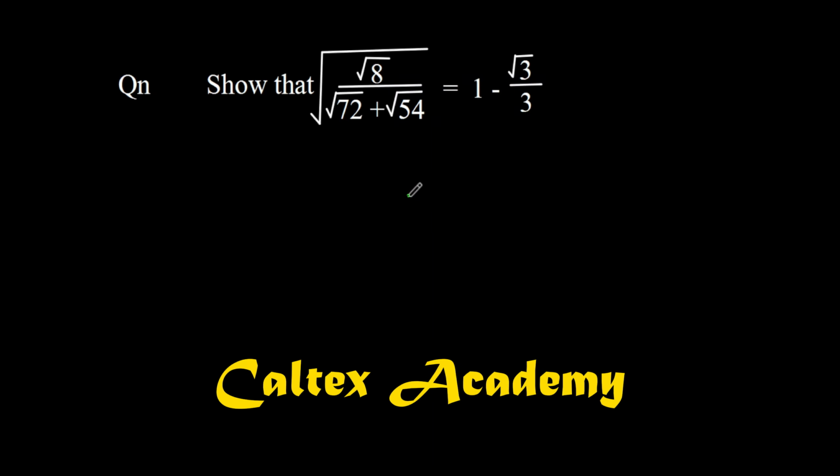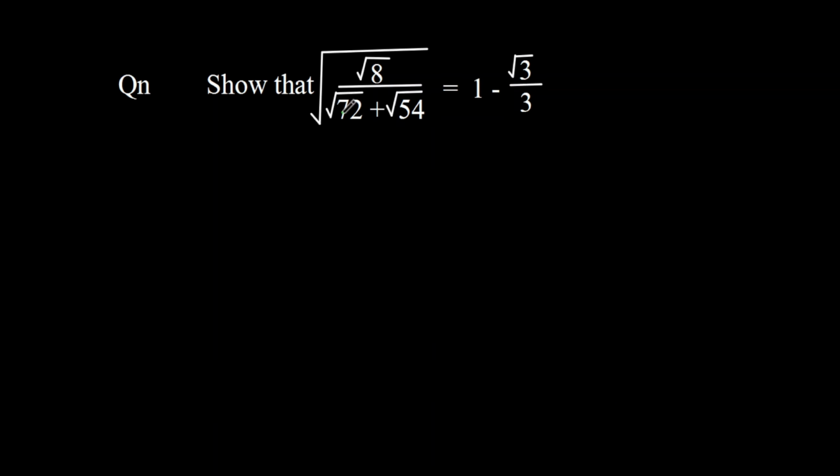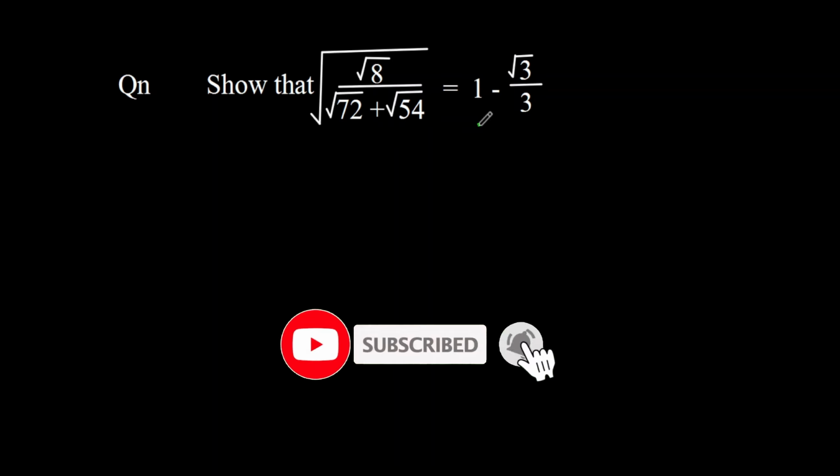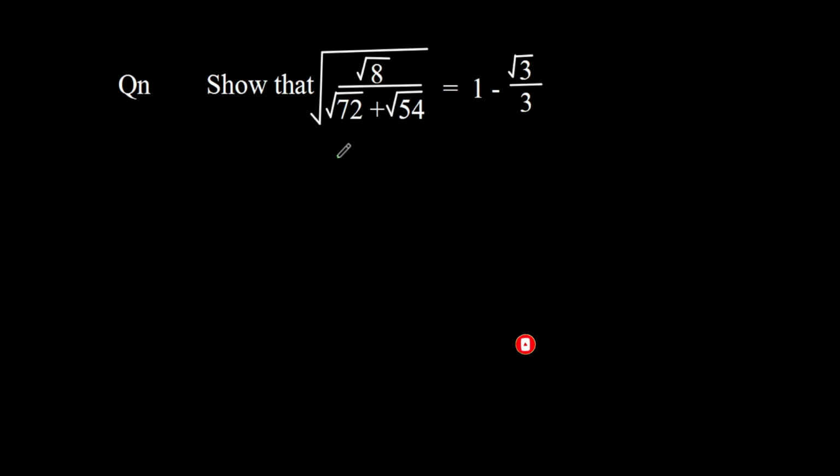Today on our board we have a beautiful question of radical. It looks unique. We have a radical inside a radical, and we're asked to show that this left hand side should give us exactly the right hand side. And how do you tackle this number? If you're excited, come closer and let's dive into the video.